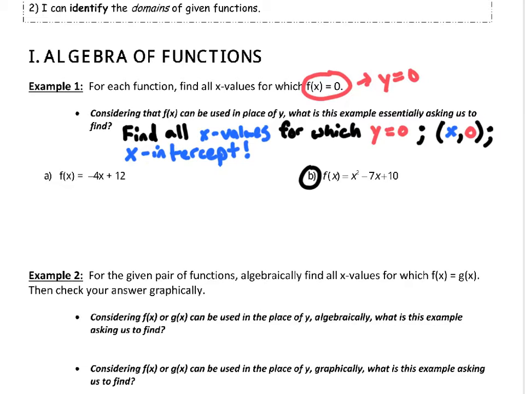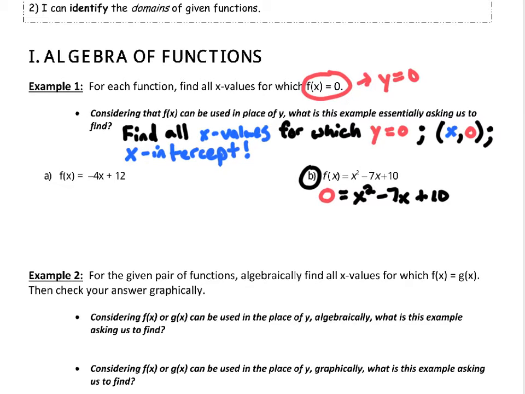So the first thing that we're going to do is we're going to let f of x equals 0 or y equals 0. So it's important to note that you replace the entire f of x with that 0, and then we rewrite the right side with x squared minus 7x plus 10.